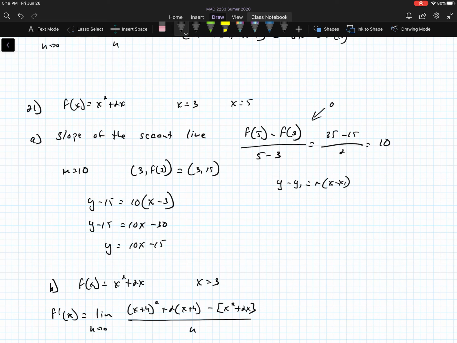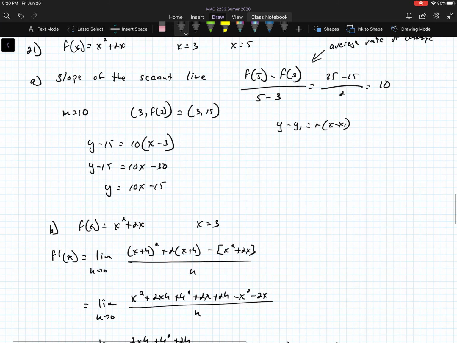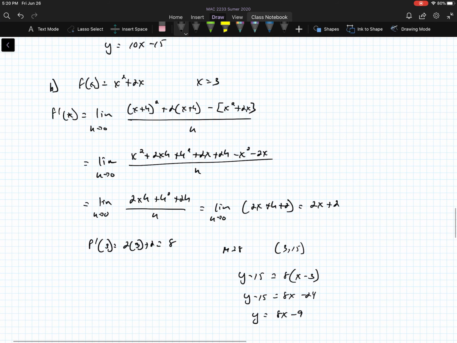So again, we're going to use the average rate of change to get the slope of the line, and then use the first point, which in this case is x is equal to 3 and y is equal to 15, or f of 3 is equal to 15, sorry. And then we get the equation, which is y equals 10x minus 15.